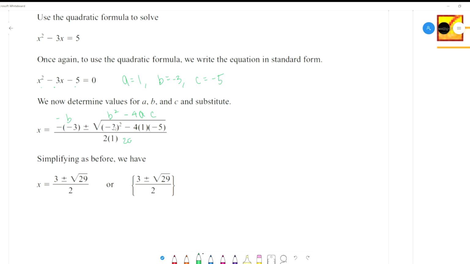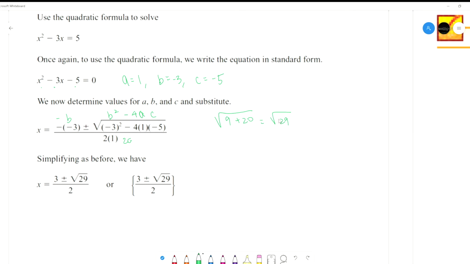Now, under the radical, we have negative 3 squared is 9, and then negative 4 times 1 times negative 5 is positive 20. So this is the radical we get, right? Radical 29. So you notice, because radical 29 cannot be simplified, you would leave it as 3 plus or minus radical 29, all of this over 2.